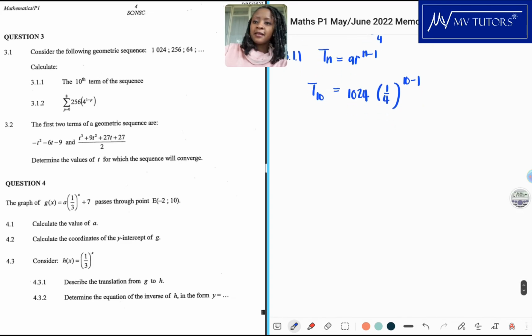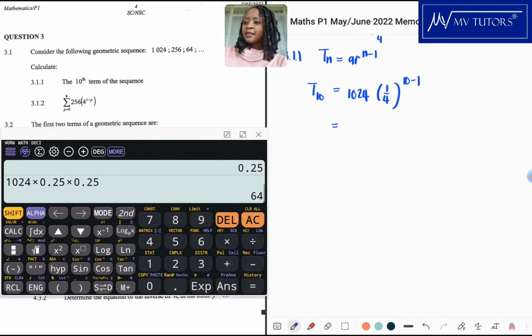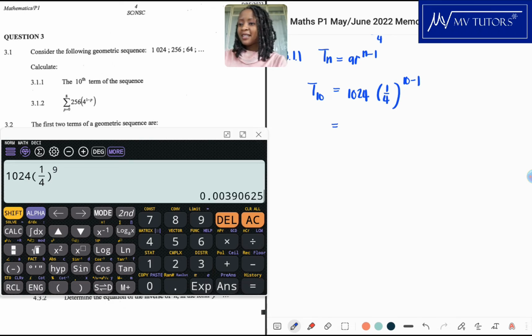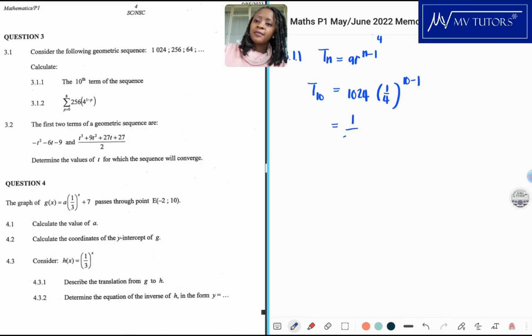So I'm going to just plug that in the calculator, and it will be 1024 multiplied by a quarter. This calculator is going to give me the answer in decimal form. So I think I should pause a bit and fix it so that we get a fraction. Okay, anyway, to the power 9. There should be a way. Ah, yes, I found it. So it is 1 over 256. I prefer fractions in this case, because you don't want to round off at this point.